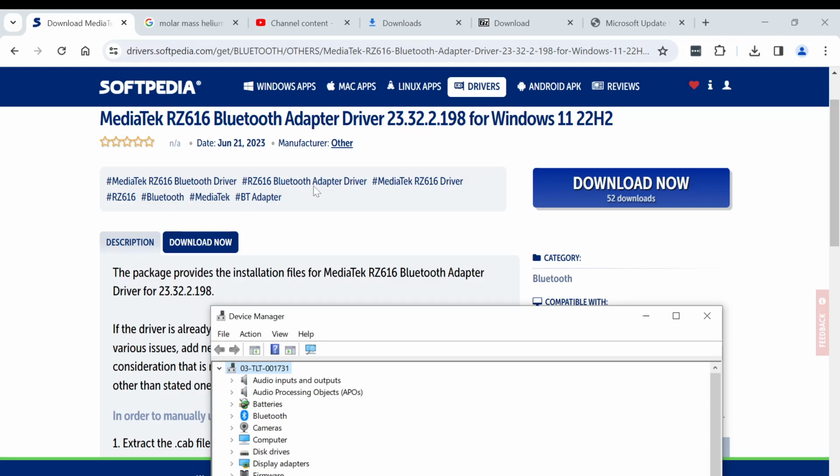It's a Bluetooth driver. What is it trying to do with a Bluetooth driver? Sorry. My computer has stopped working. Sorry. A weird question.